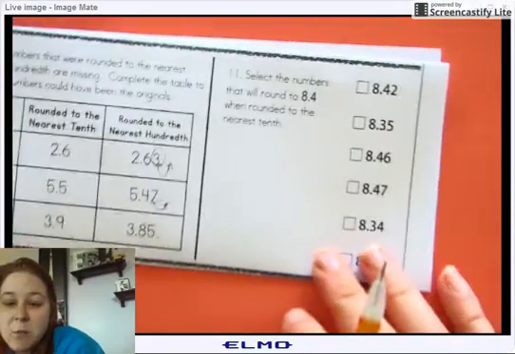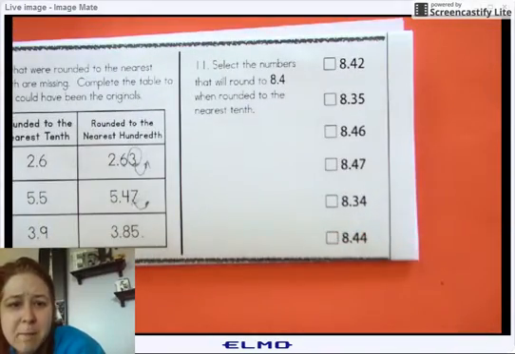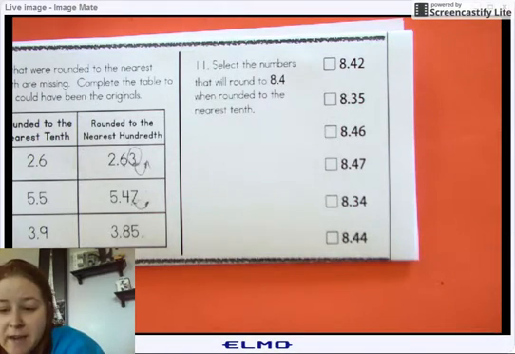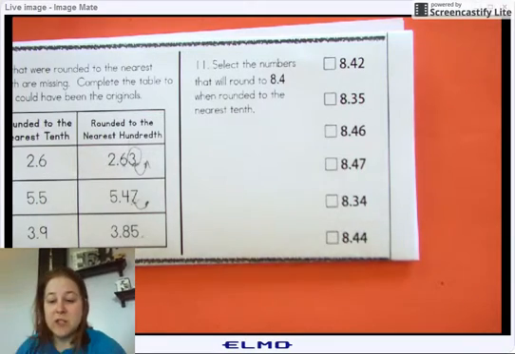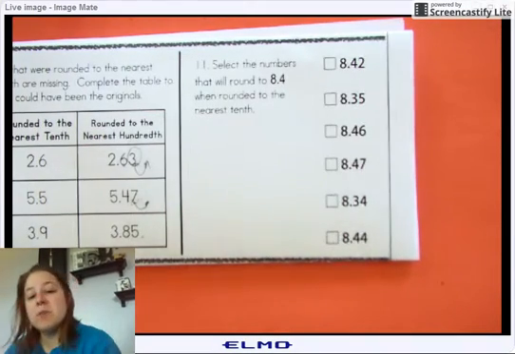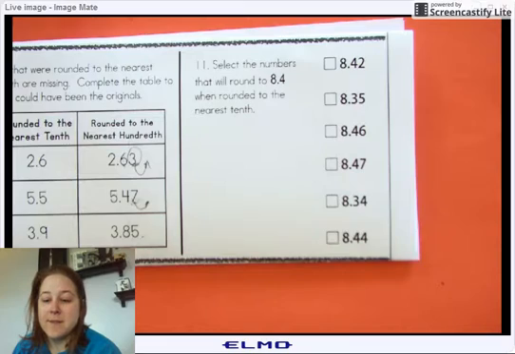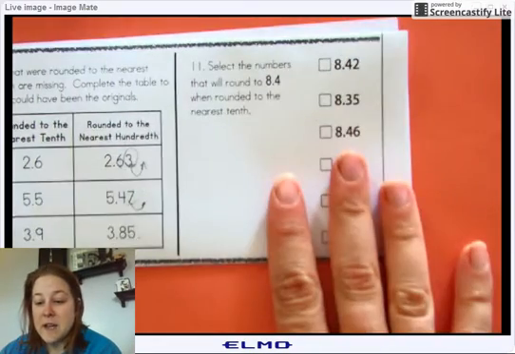And then the very last one here: select the numbers that will round to 8.4 when rounded to the nearest tenth. I'm going to give you a moment to figure that out, and Edpuzzle will let you know if you're correct or not. So please make sure that you have the correct answers. Don't forget to put this in the sheet protector when you are done.